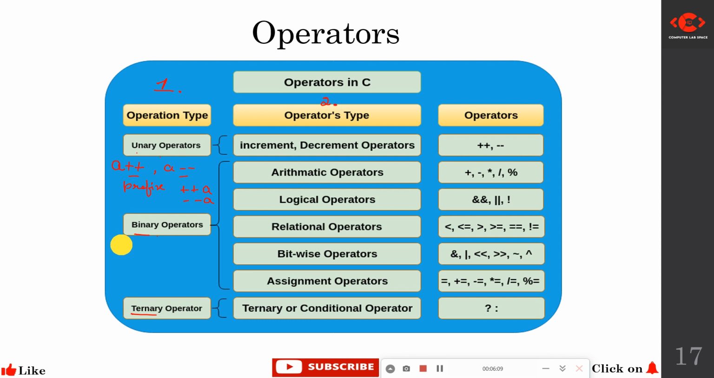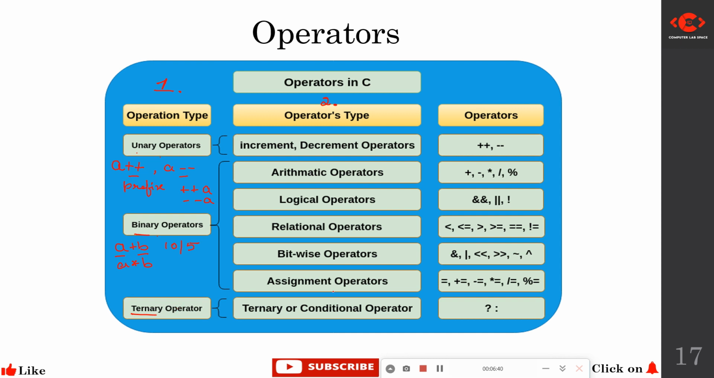For example, a plus b, or 10 divided by 5, or a into b. So these are all some of the examples for the binary operator, where the operation is performed on two different operands. Then ternary. Ternary means three. An operator which acts on three operands to produce the result, we are going to call it a ternary operator.